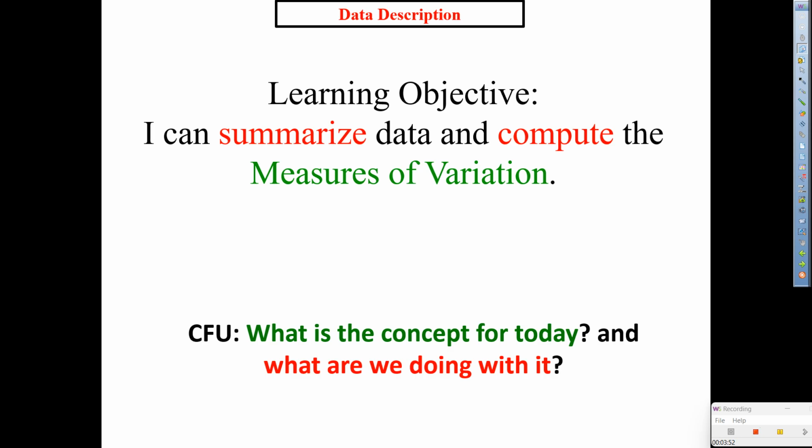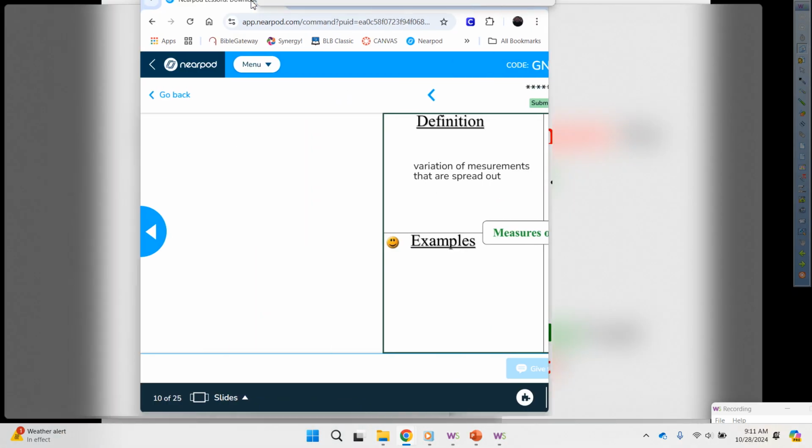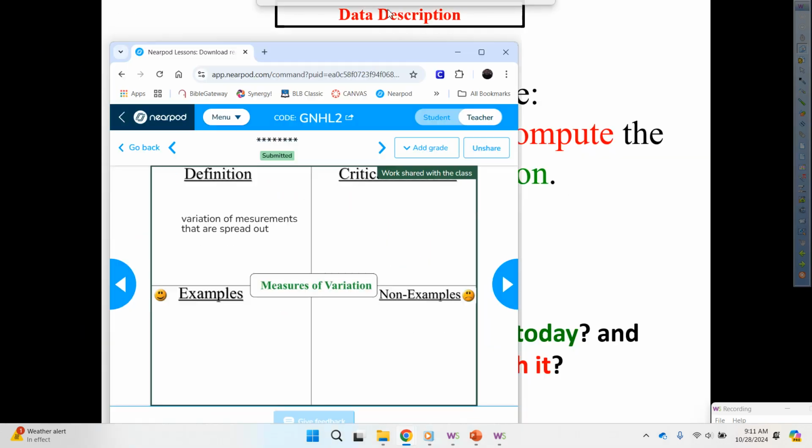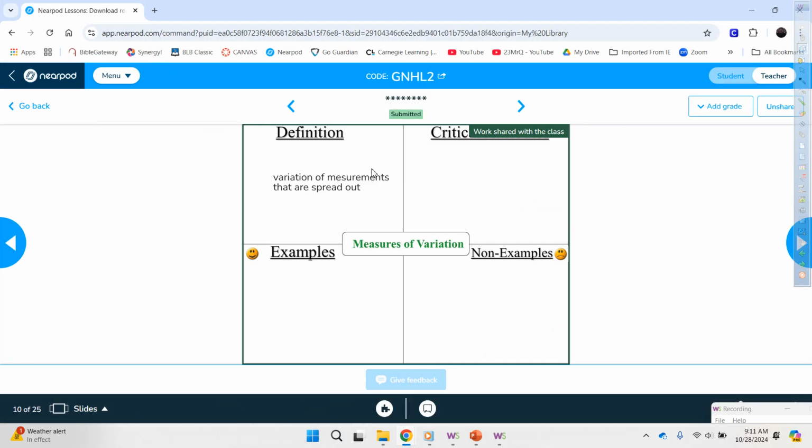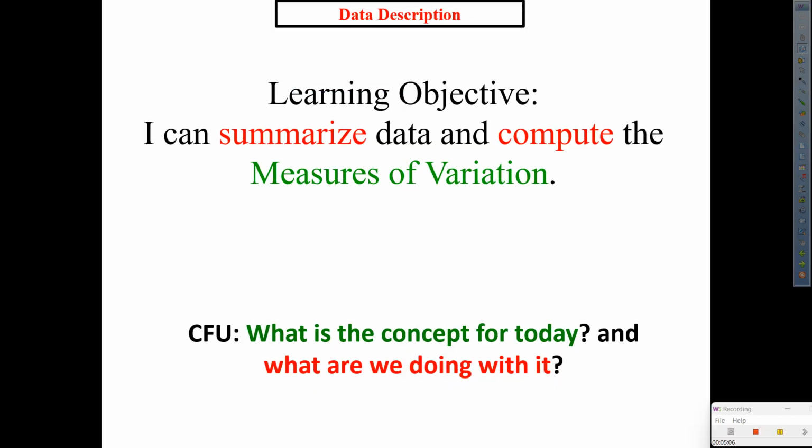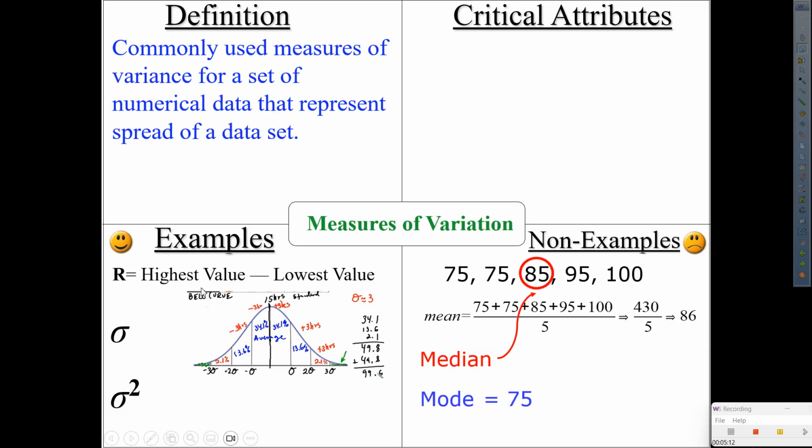Ten, 9, 8, 7, 6, 5, 4, 3, 2, 1. Here's one from one of your colleagues, and they wrote: variation of measurements that are spread out. I'll take that. Pretty close, yes? All right. So, we got that. You have the notes on this.